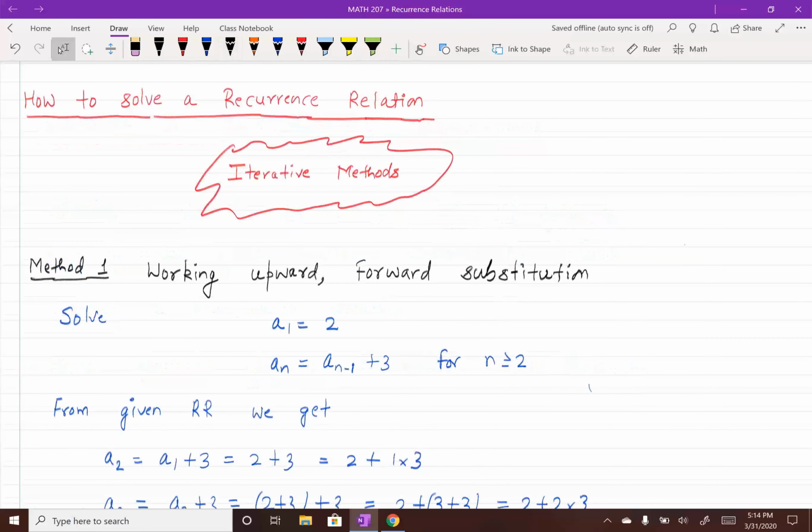In this lecture, we're going to study various methods to solve a recurrence relation. Our first method is based on an iterative technique, which comes in the class of iterative methods. The first kind of iterative method is when you work upward and do forward substitution. So in this method you are working upward and doing the forward substitution.